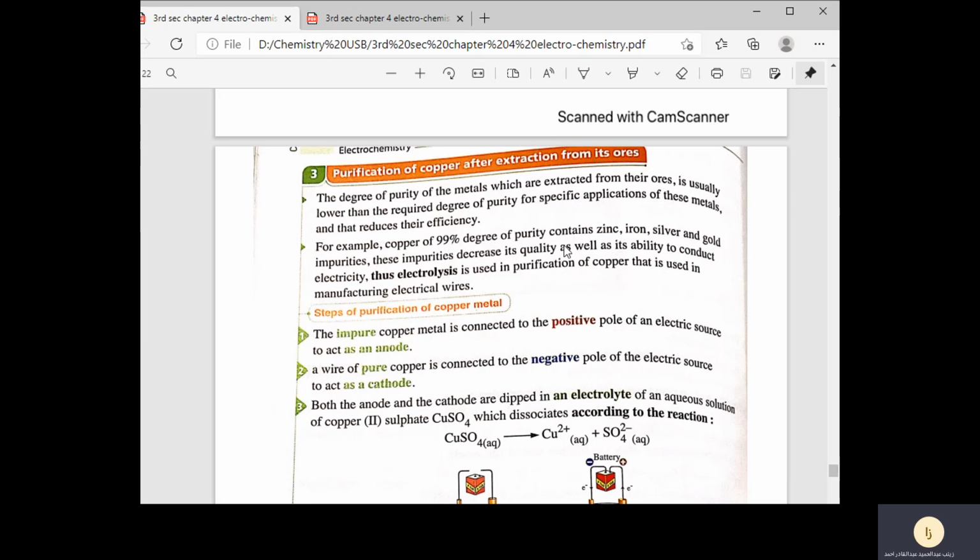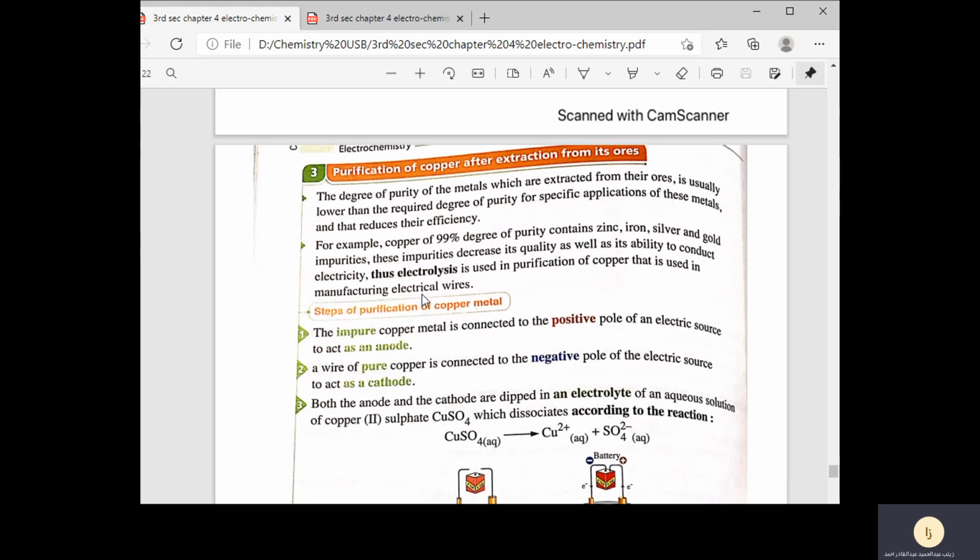In this degree of purity, it contains zinc, iron, silver, and gold impurities. These impurities will decrease the ability of copper to conduct electricity. So we have to make electrolysis for purification of copper that's used in manufacturing of electric wires. We don't want 99%, we want almost 100% so that electrical conduction is better. So what will we do? We make electrolysis for it.